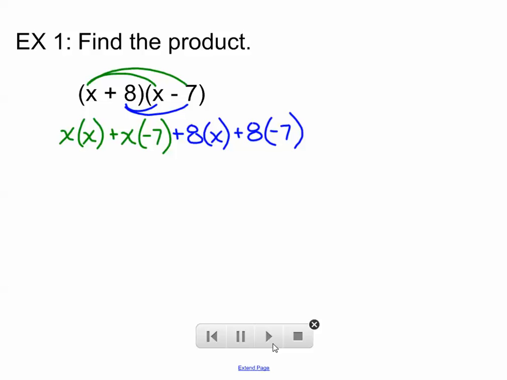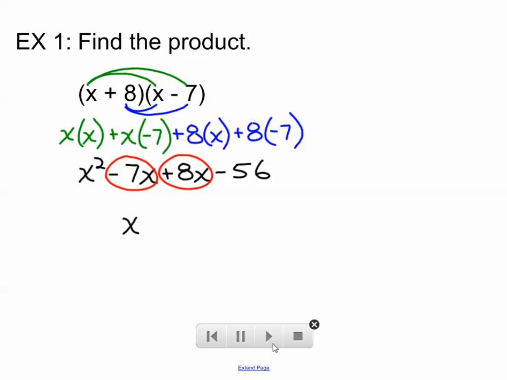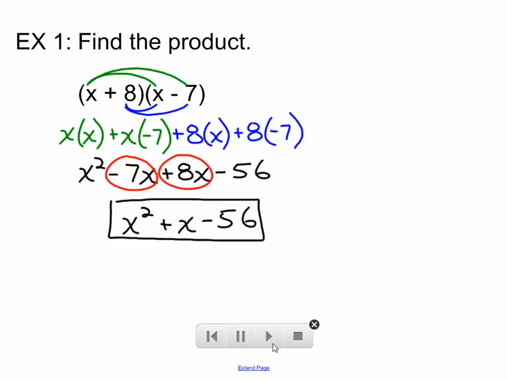Usually I don't show this step and I just go ahead and simplify them on the fly. But in this case we get x squared minus 7x plus 8x minus 56. We can also combine like terms like we did in yesterday's lesson. We end up with x squared plus x minus 56, a quadratic trinomial that is our final answer. If that was too quick, remember you can watch it again.